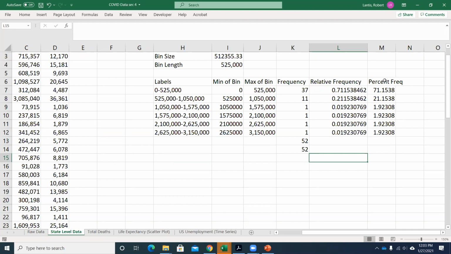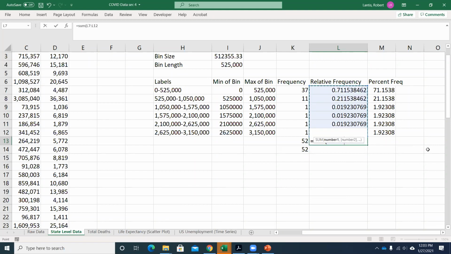So this is where we left off, right? We had these relative frequencies for each bin, we had percent frequencies. One thing I didn't mention: these relative frequencies represent proportions. So the proportion of states that have had COVID deaths between 0 and 525,000 was about 0.7, or about 70-ish% of the states fit into that bin. Okay? So with that in mind, if I add up these relative frequencies, what should they add up to?